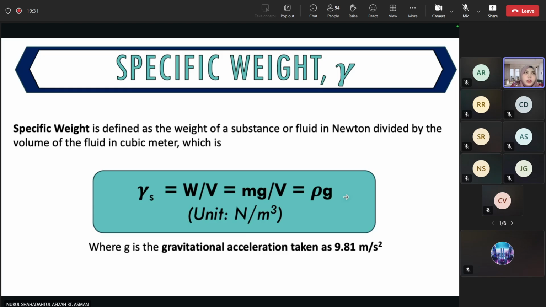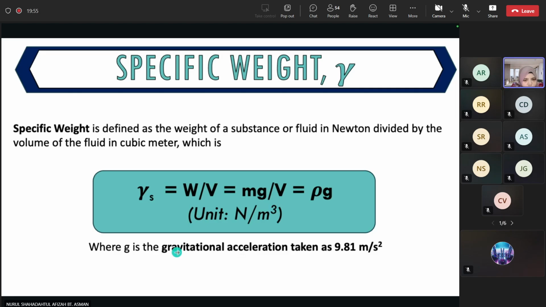The next physical properties. And the next property of fluid is the specific weight. So how to find the specific weight is the weight of substance of fluid in Newton divided by the volume of fluid in cubic meter. So this is the formula.